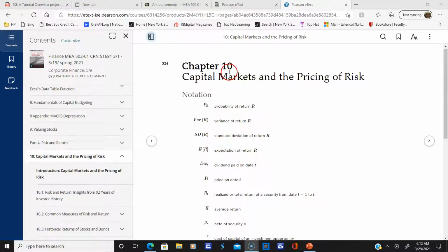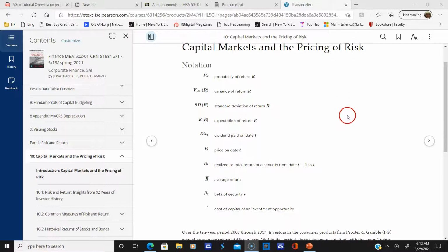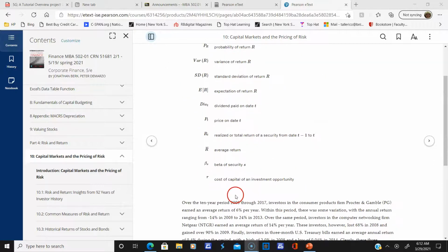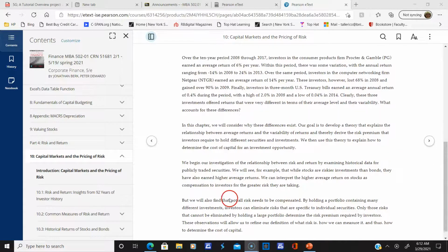So I have to make some videos here for chapter 10, and we're going to talk about risk, okay? And unfortunately this chapter's got a ton of equations. They're not that bad, but we'll go over them. So here's some of the notation that's going to be used in this chapter, okay?